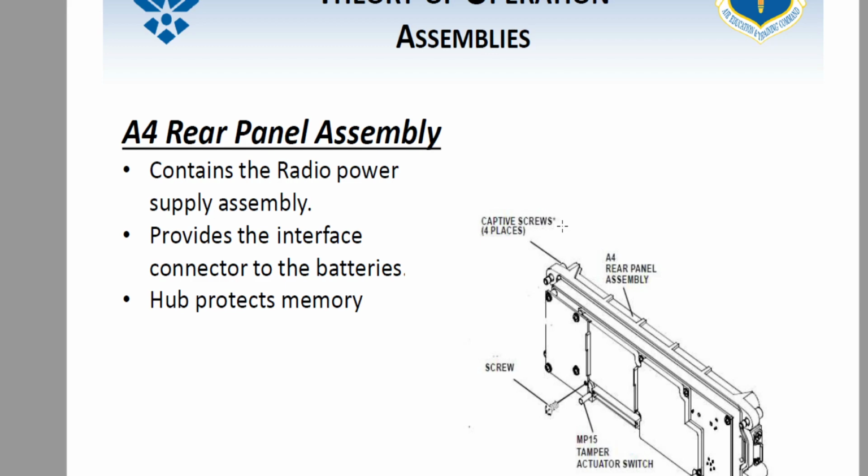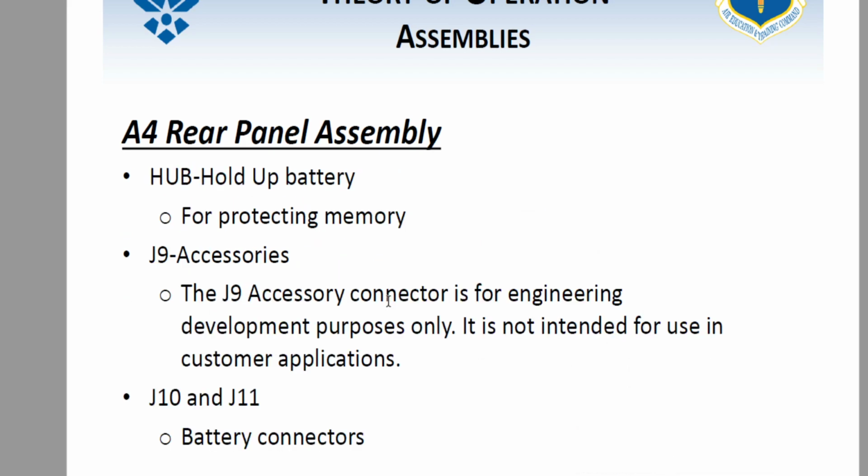So next, the A4 rear panel assembly. This is literally the back part of the radio y'all are looking at. This is just the inside view of the back part of the radio. So these have little tamper screws here, things like that. It contains the radio power supply assembly, provides the interface connector to the batteries, and the hub protects the memory. So we just talked about the hub a minute ago, and you're going to keep talking about the hub because it's important. It is one of those things you have to remember to swap out. It's something you guys are going to have to do as a PMI if you actively use this radio.